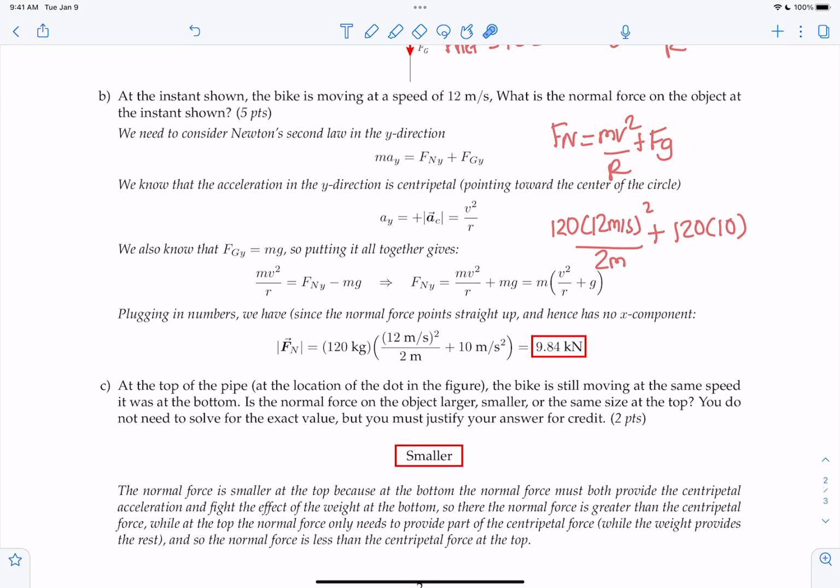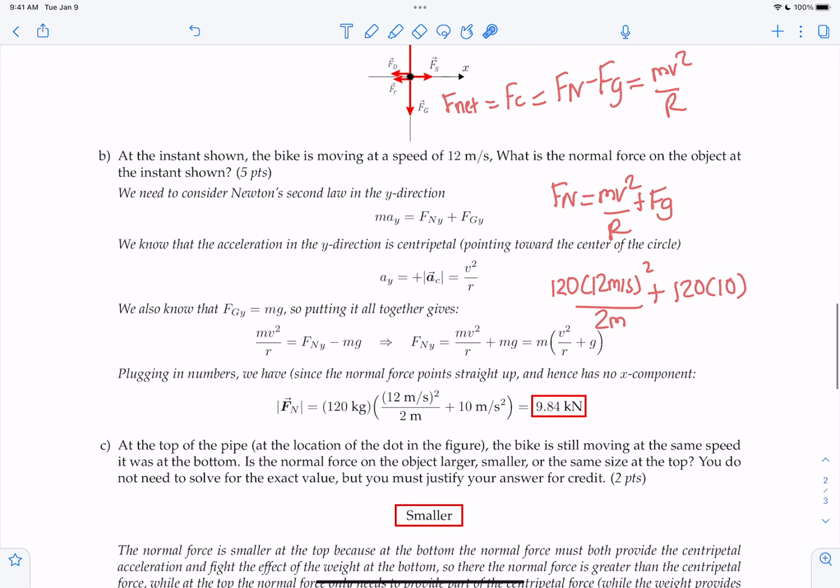And so we can then figure out the normal force, and it turns out to be 9.84 kilonewtons. You can just have it in newtons if you want. No worries there. But that's how you relate.